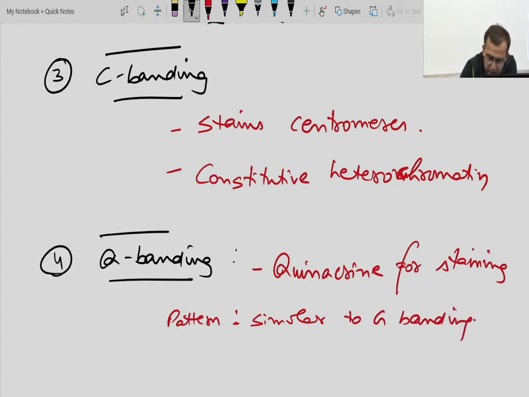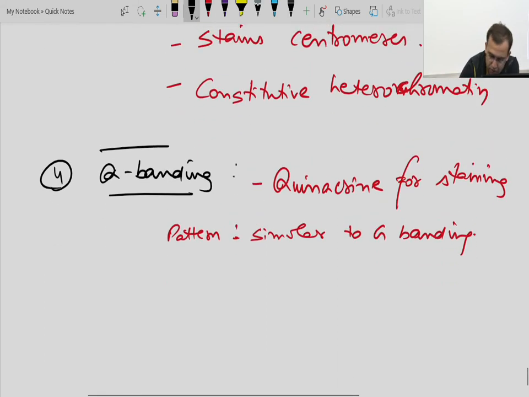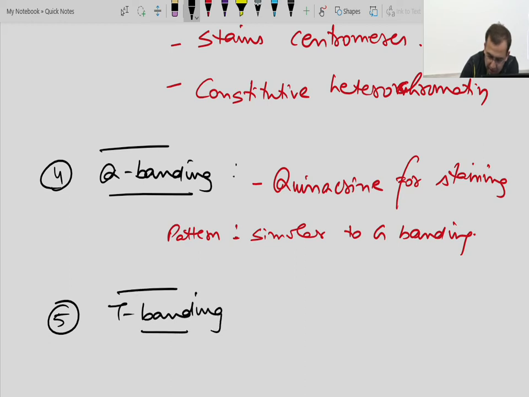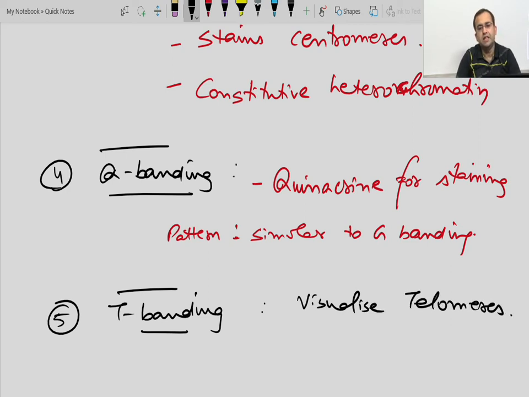And last is T banding, which is to visualize telomeres. These are the banding techniques. This is all factual: G banding, R banding, Q banding, T banding, and C banding. C was for centromeres. Done.